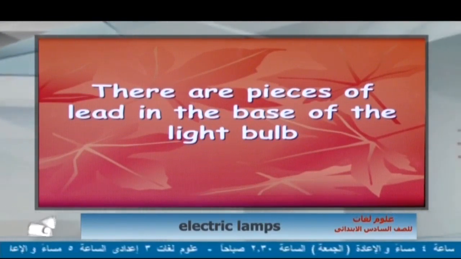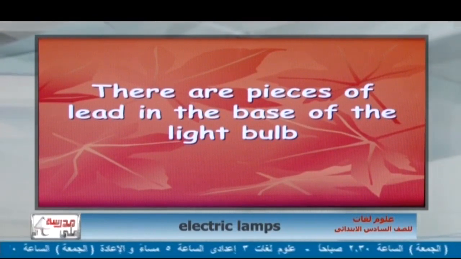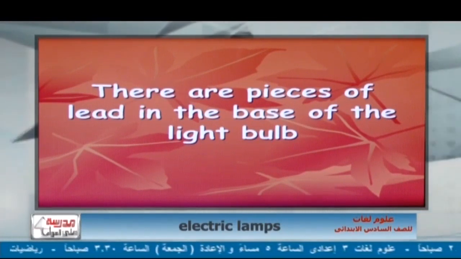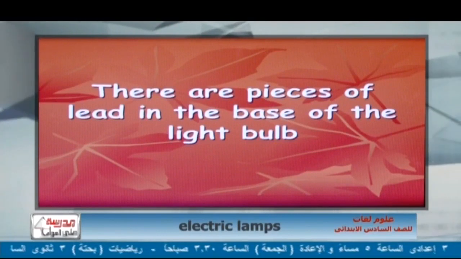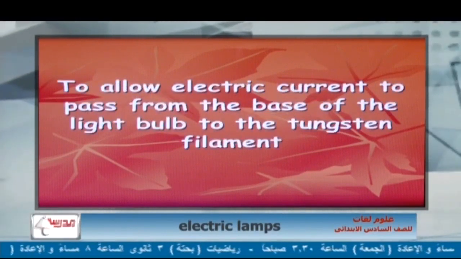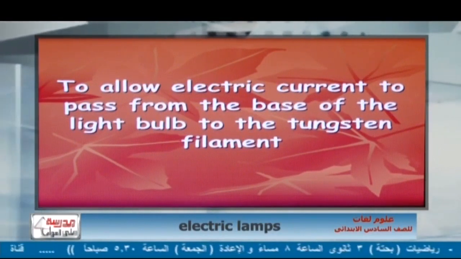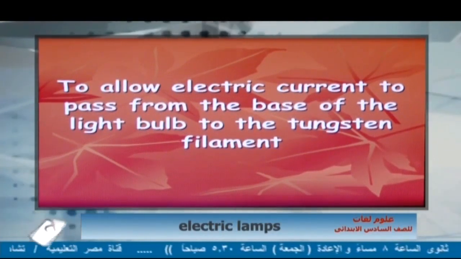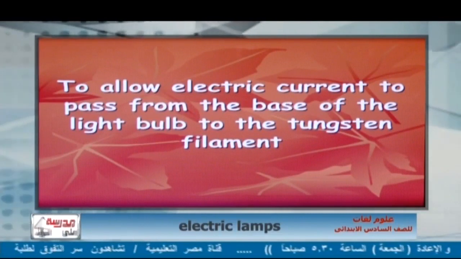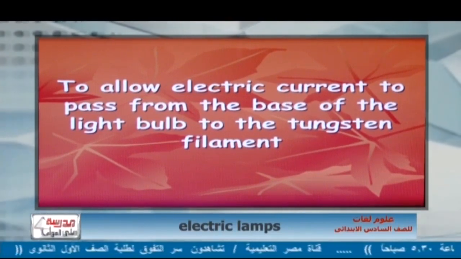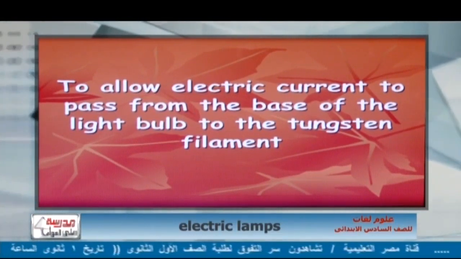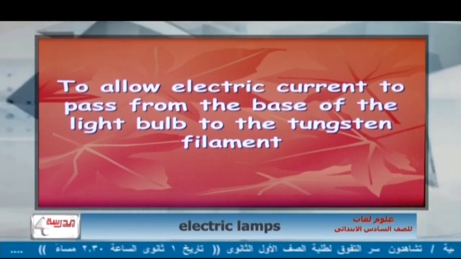There are pieces of lead in the base of the light bulb. كأنه هنا بيقول لي إيه هي وظيفة الليد أو قطع الرصاص الموجودة في المصباح الكهربي. The answer will be that to connect or to allow electric current to pass from the base of the light bulb to the tungsten filament.